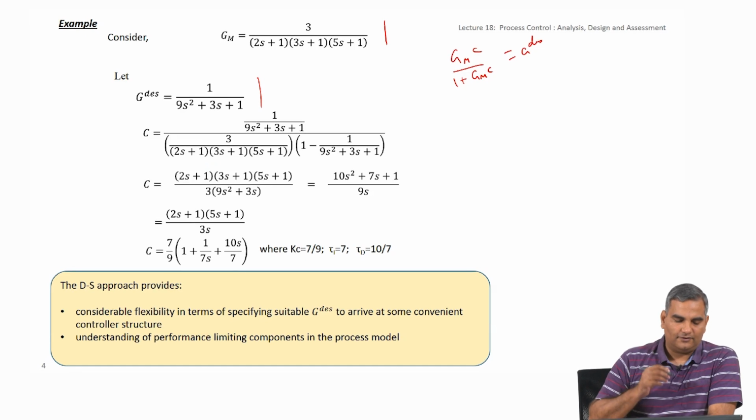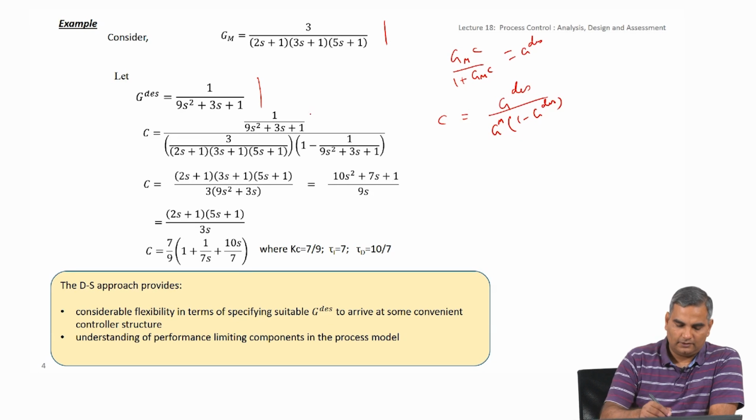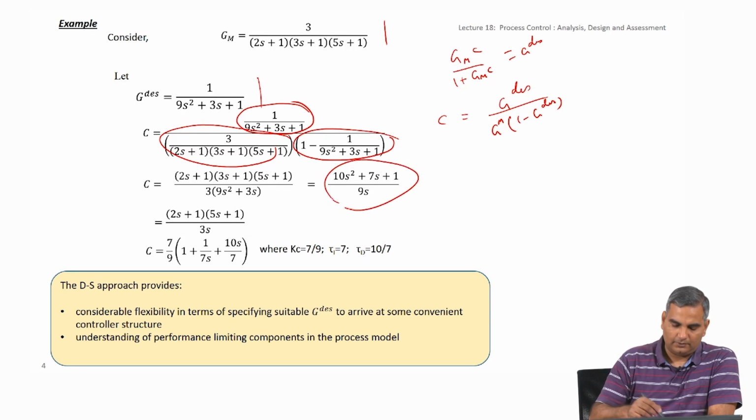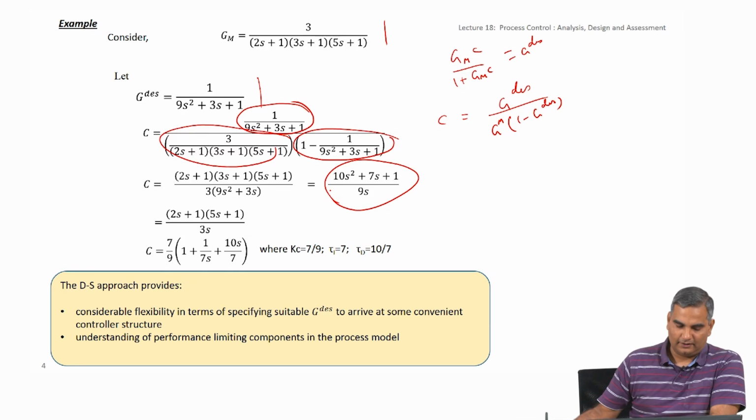Now that I have G desired, I know the C from the last slide, it takes the form G desired divided by GM times 1 minus G desired. So, this is G desired, this is GM, and this is 1 minus G desired. Now, if you do simple algebra and write it in this form, you will get this C to be this form. This looks like a little strange form right here.